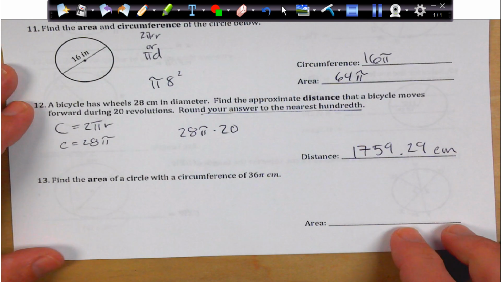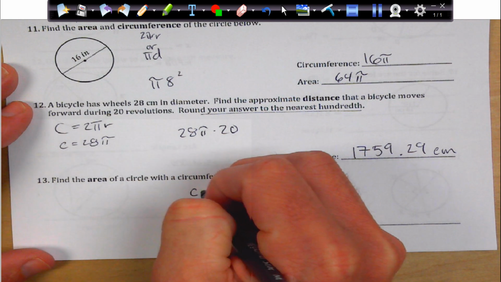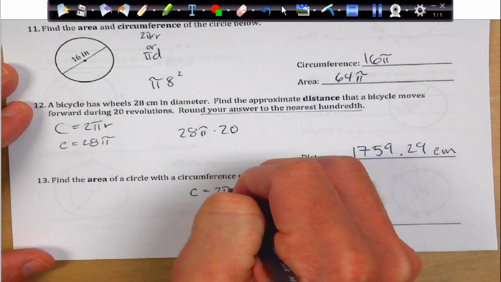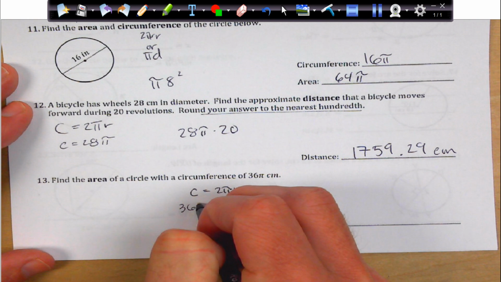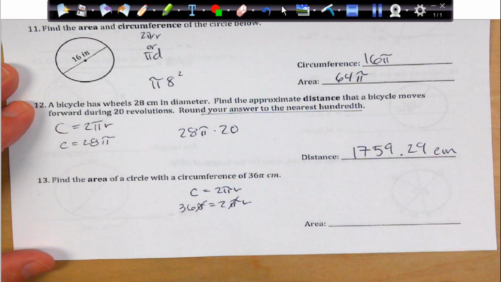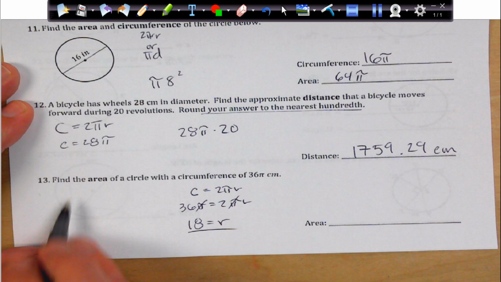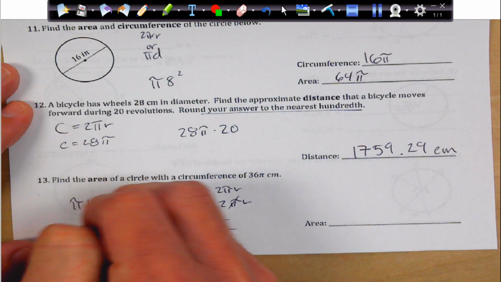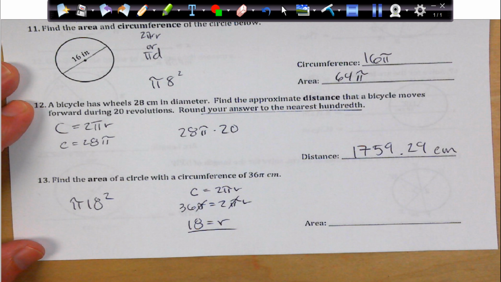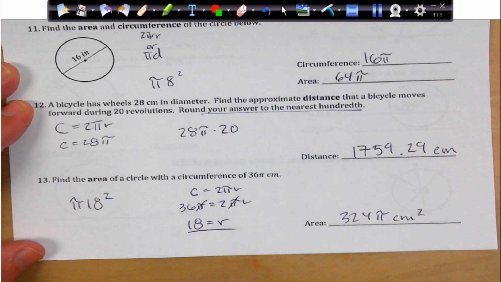Find the area of a circle with a circumference of 36 pi. If I know the circumference, I can set it to this equation here, so we're going to do 36 pi equals 2 pi r. I see the pi's will cancel from both sides, so I just have to divide 36 by 2, which is going to give me 18 for my radius, and then I plug that into the area formula, which is 18 squared, which is going to be pretty large. 324 pi square centimeters. All right, page 1 out of 4.